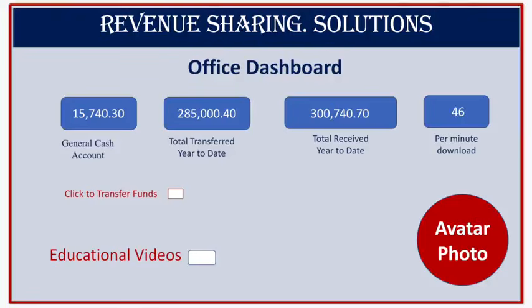Okay. So let me just summarize this slide. So I'm a beneficiary. This is my office dashboard. So this shows me that I currently in my account have 15,000 and change. I have already transferred 285,000, and those two numbers add up to the total received year to date. And my current per minute download is 46 cents a minute.